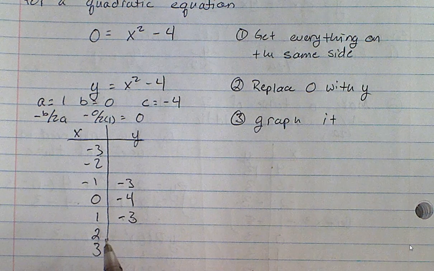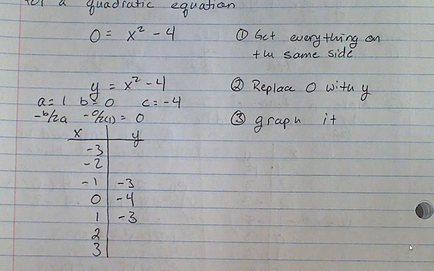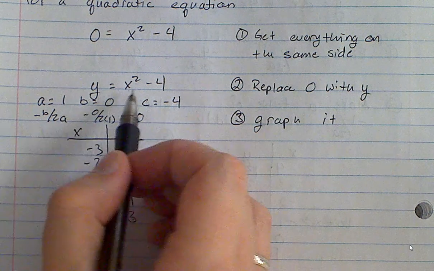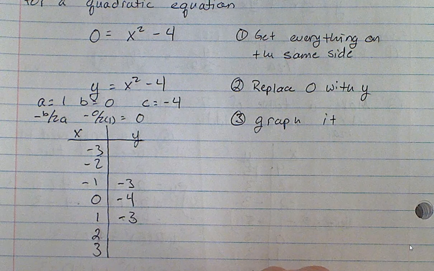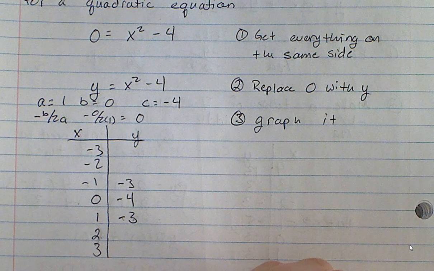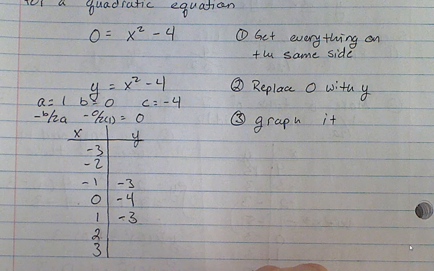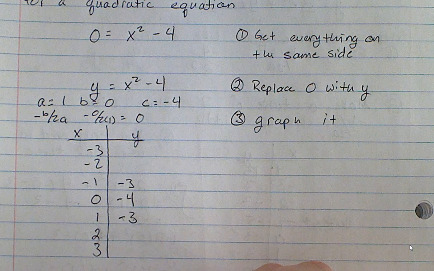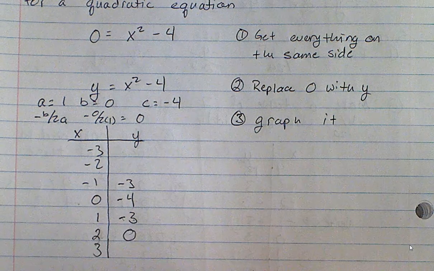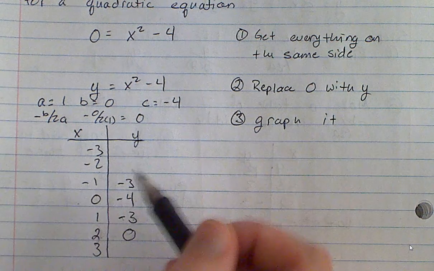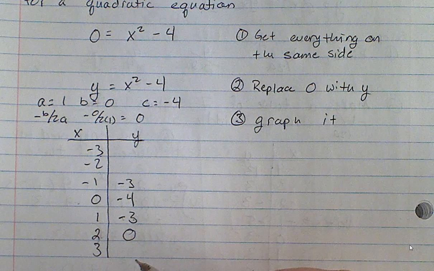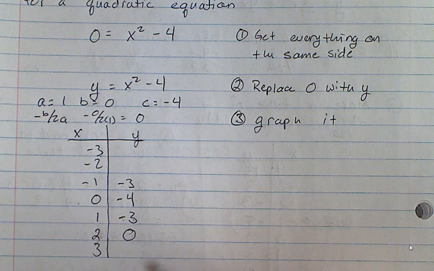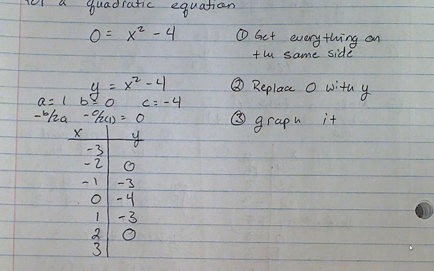What is your name? Walker. If you put in 2 for x, so 2 squared minus 4, what do you get back out for y? So what is 2 squared? Minus 4 is? Okay. One more. If you put in negative 2, what's that going to be? Negative 2 times negative 2 is positive 4. And then minus 4 is 0. Great.